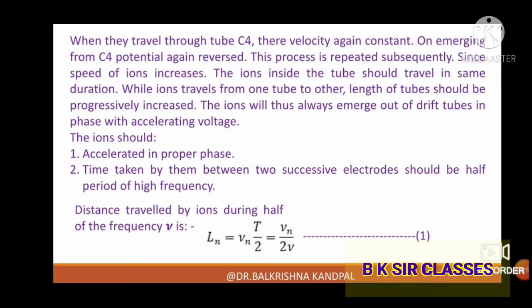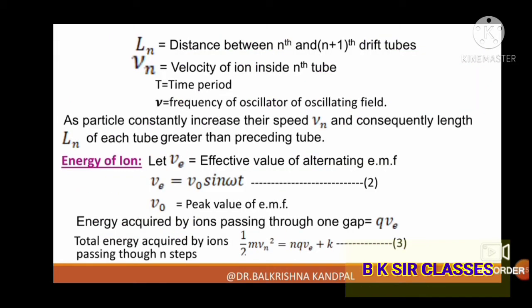We are considering this as equation number 1. Here, ln means the distance between the nth and (n+1)th drift tube, vn is the velocity of the ion inside the nth tube, T is the time period, and nu is the frequency of the oscillating field. As the particle constantly increases in speed vn, the length ln of each tube is consequently greater than the preceding tube.